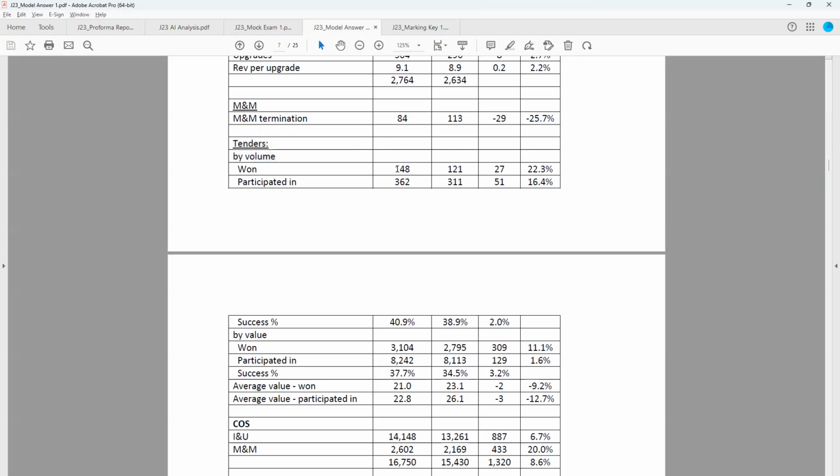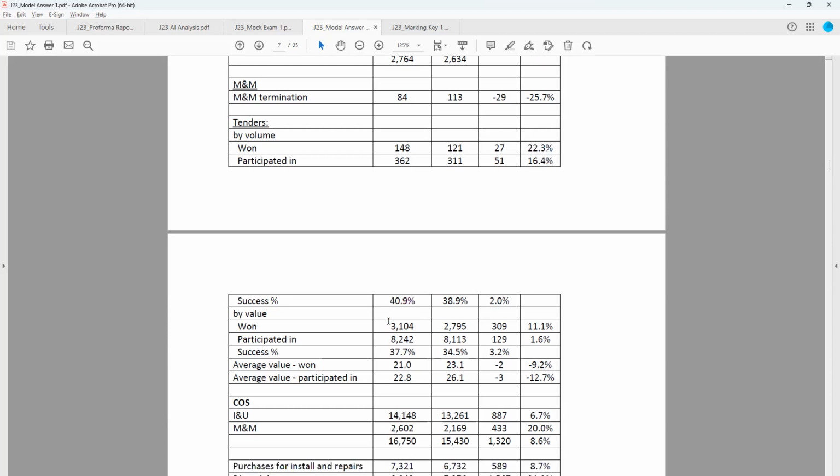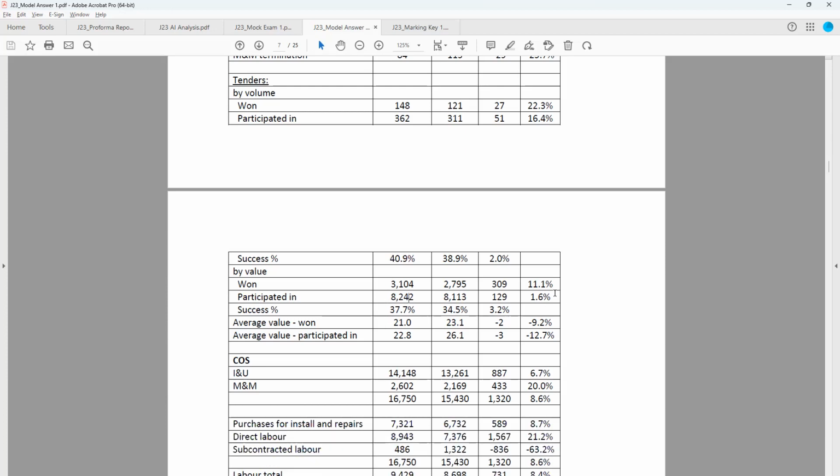And then we can see with tenders, if we look at it by volume, that the number they've won has gone up, the number they've participated in has gone up, but overall the tender success rate has gone up, which again makes sense because the increase in the number of tenders won is more than the tenders participated in. So you'd expect the tender success rate to have gone up. Similarly, you could look at it by value. Similar picture really. Tender success by value has also gone up, for the same reasons, because the value they've won is up by more than the amount they've participated in.